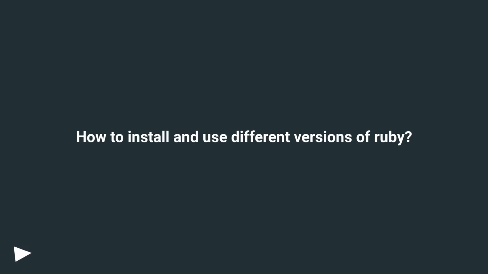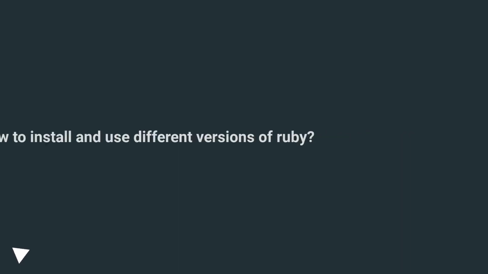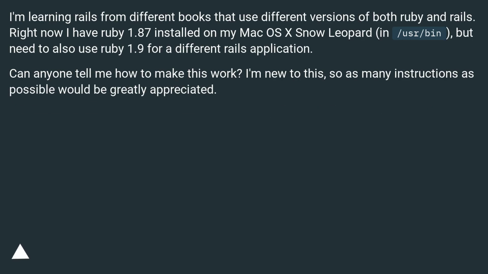How to install and use different versions of Ruby? I'm learning Rails from different books that use different versions of both Ruby and Rails. Right now I have Ruby 1.8.7 installed on my Mac OS X Snow Leopard in /usr/bin, but need to also use Ruby 1.9 for a different Rails application. Can anyone tell me how to make this work? I'm new to this, so as many instructions as possible would be greatly appreciated.